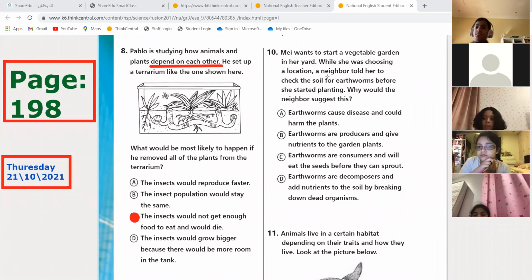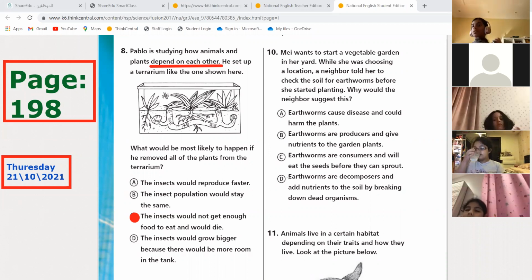Okay, Habibi. Earthworm doesn't give diseases, okay? It's a good thing to look for the earthworm before you start planting. But why? Try to think with me. It's a good thing, ya Malak. It's not a bad thing. Are they producers? They make their own food? Or they are decomposers or consumers? What do you think, earthworms?